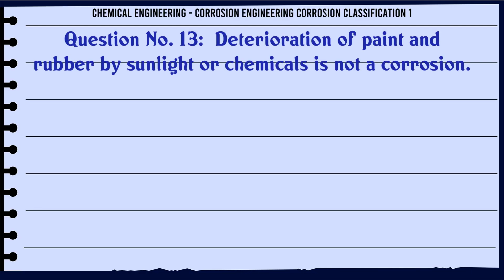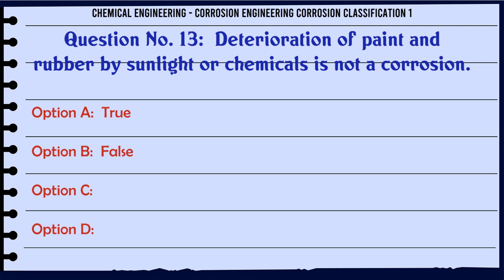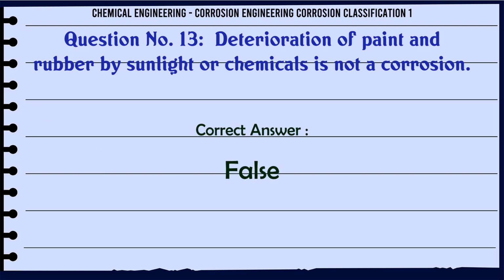Deterioration of paint and rubber by sunlight or chemicals is not a corrosion. A. True. B. False. The correct answer is false.